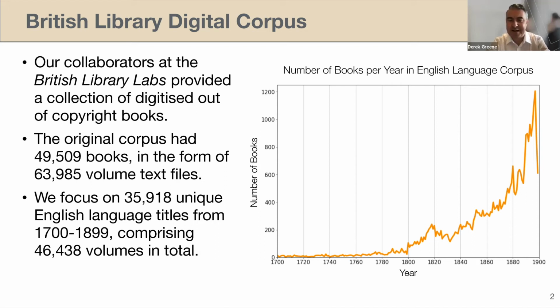We can see from the plot on the right-hand side here that shows the number of books per year. These are very much concentrated in the 19th century, and particularly towards the end of the 19th century. So this was our starting point.